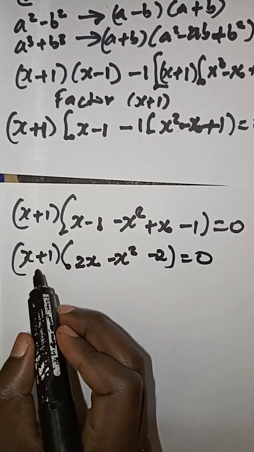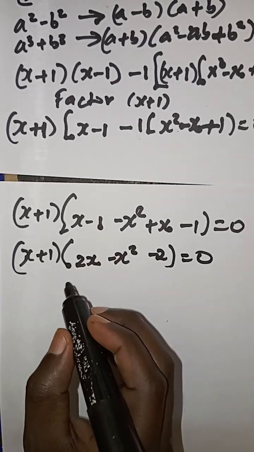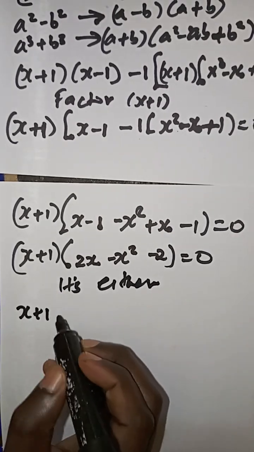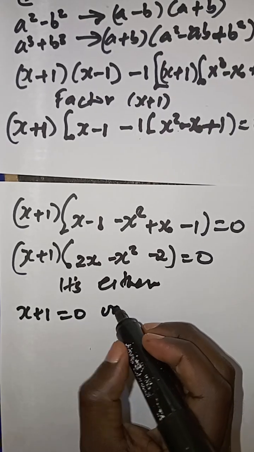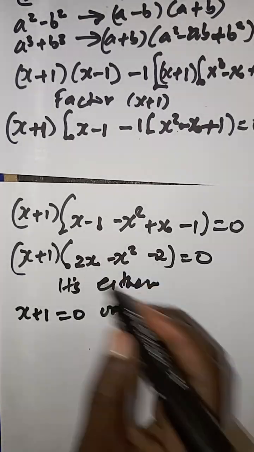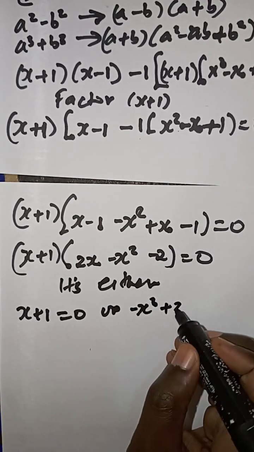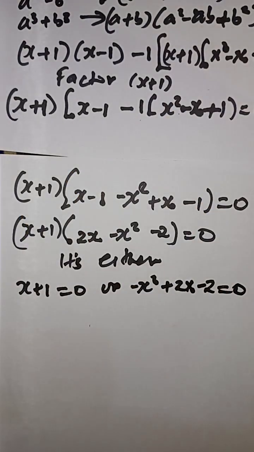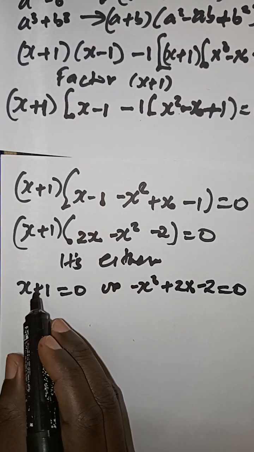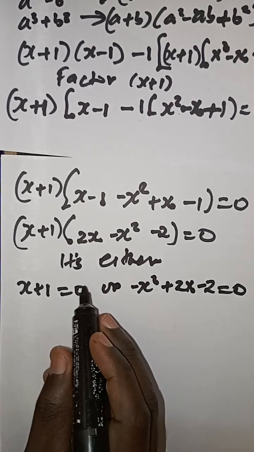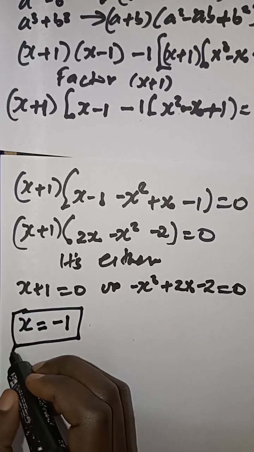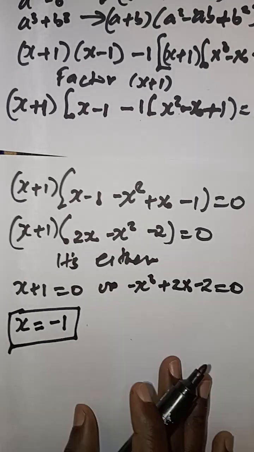Then from here, there's a product of two functions, this and this. So it's either x plus 1 equals 0, or I'll write this as a quadratic equation, negative of x squared plus 2x minus 2 equals 0. So I'm going to have three roots for that particular equation. For my first x, taking x plus 1 equals 0 and taking 1 on the other side, it goes without saying that the first value of x that satisfies my equation is x equals negative 1.